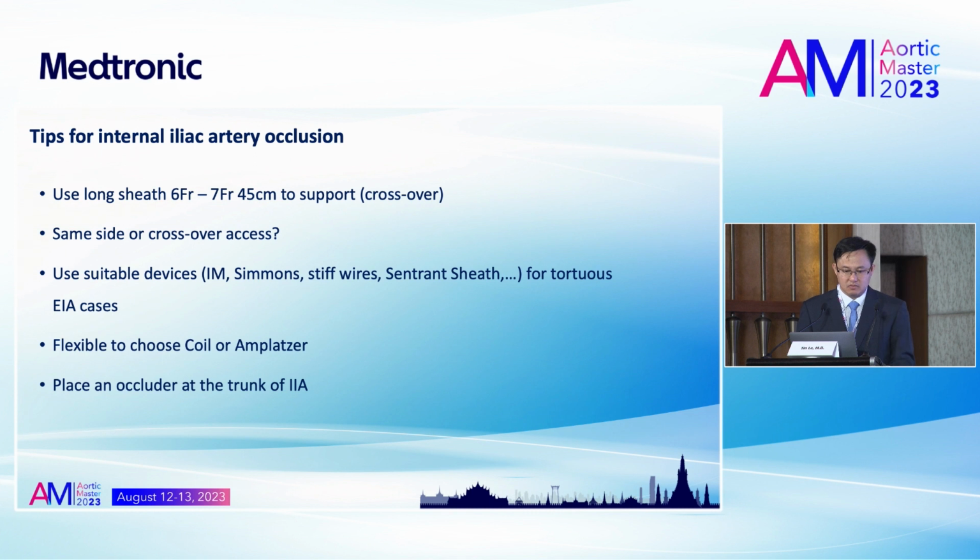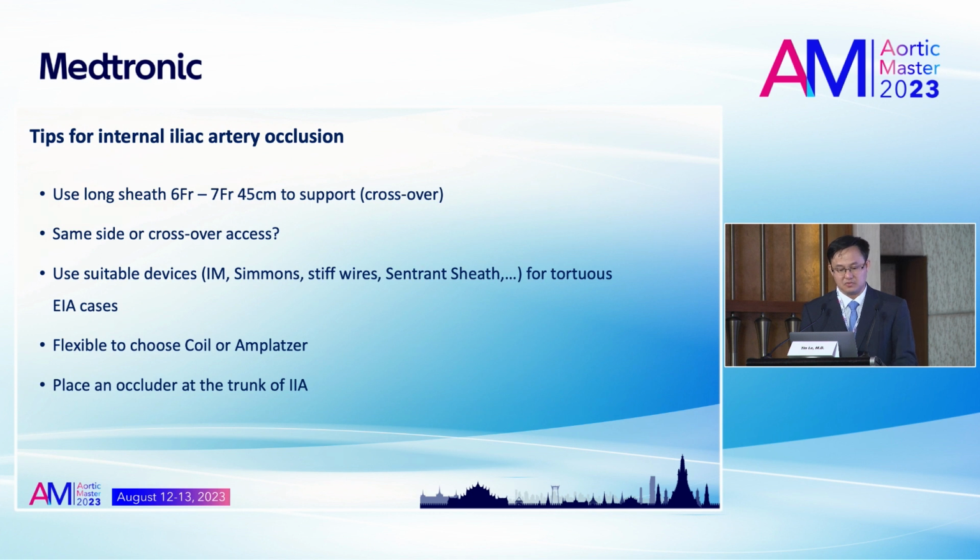My opinion, I think so. Many tips within the internal iliac artery occlusion: we use a long 6 French and 7 French sheath to support. If you want to knit in the opposite side, maybe you can see the same side or the overall approach, depending on the anatomy of the internal iliac artery. And with the many devices you use, maybe a catheter or anything else, or stepwise or central wrap, it depends on the anatomy of the external iliac artery.